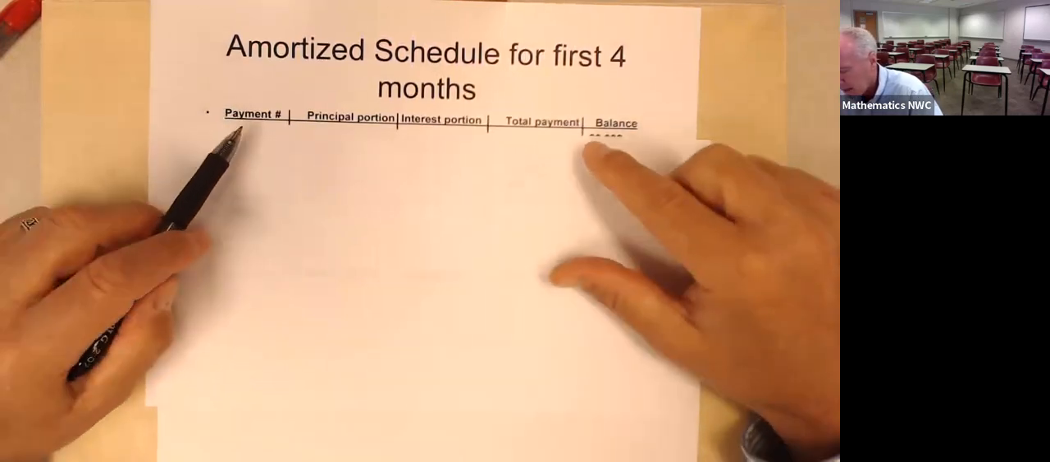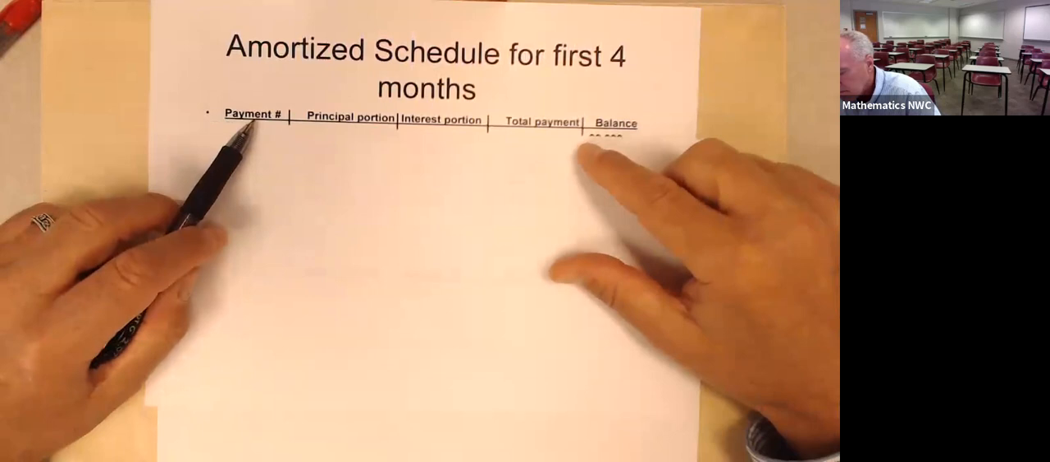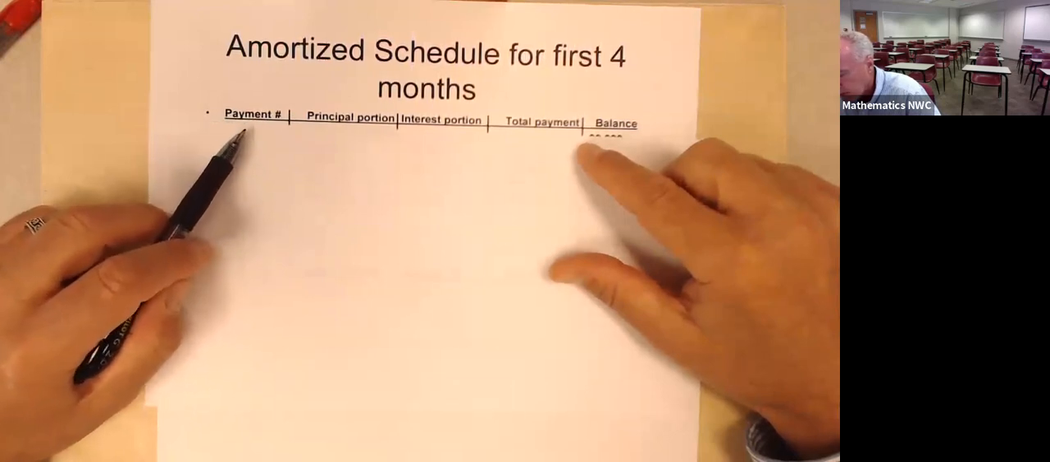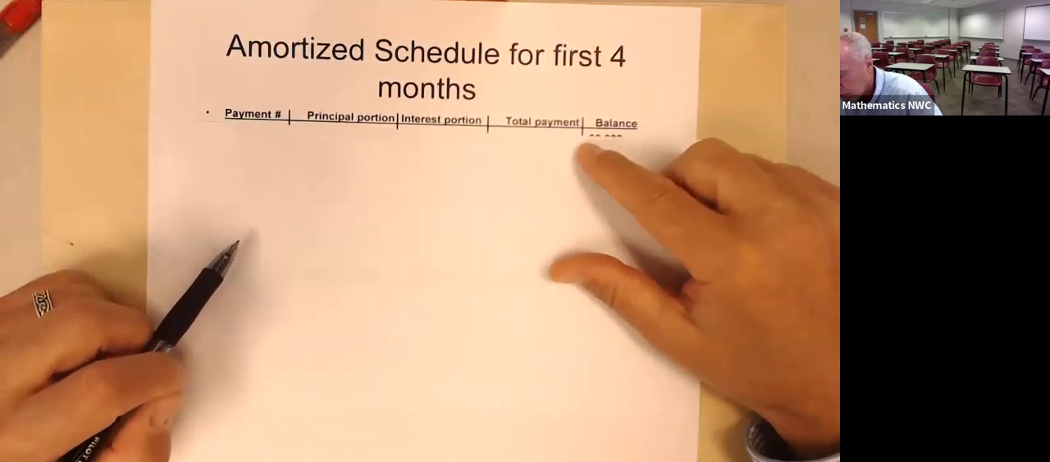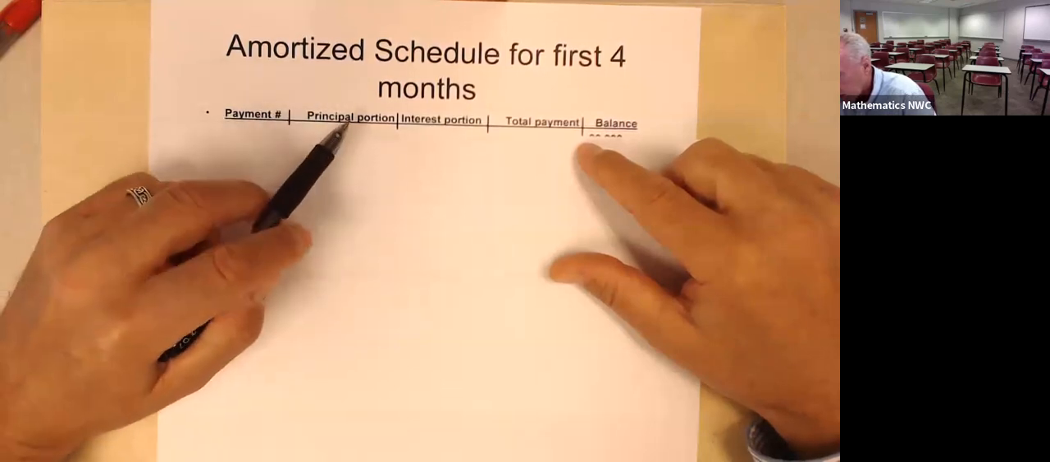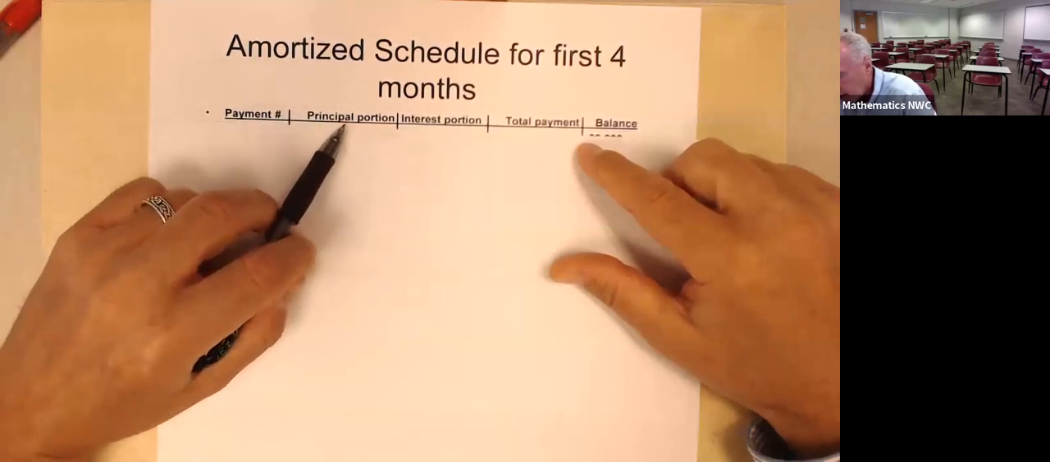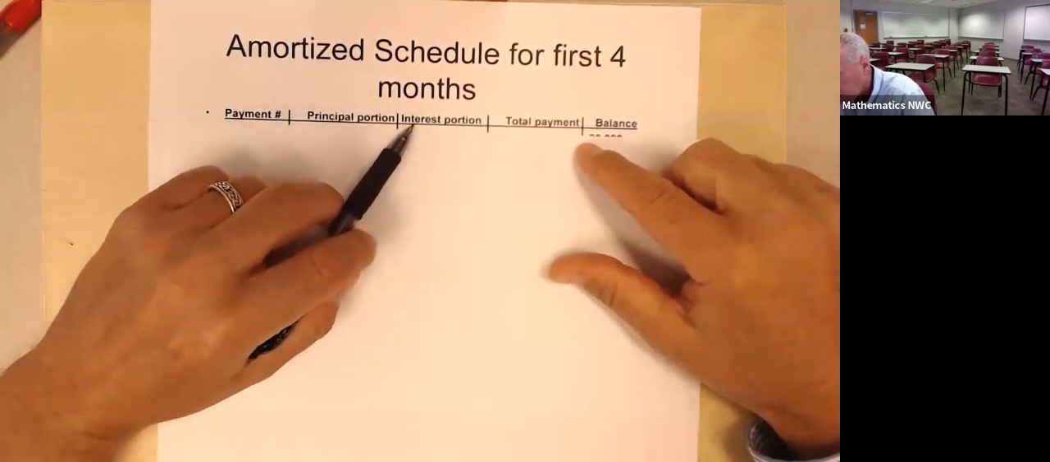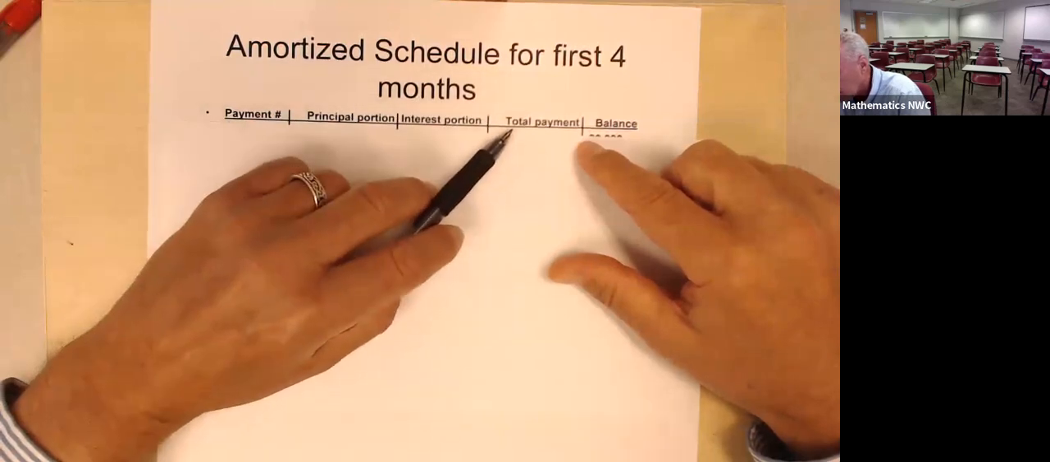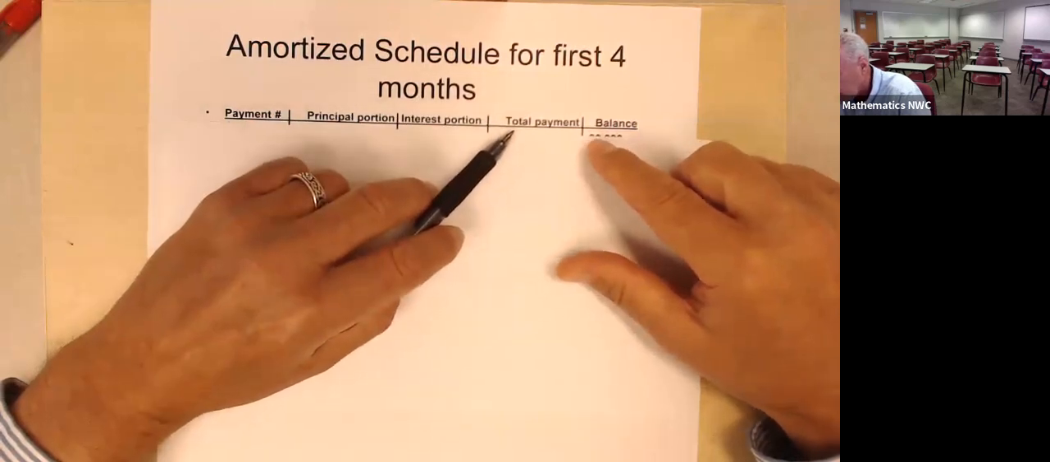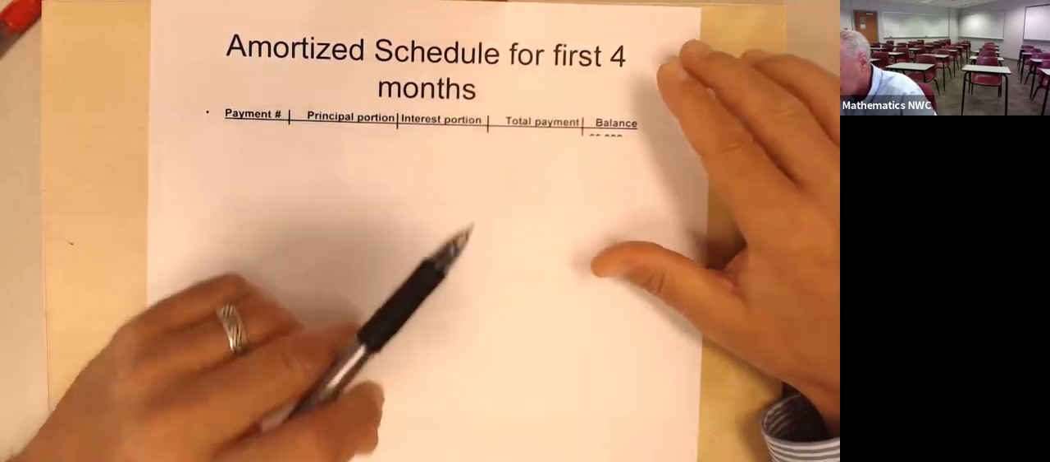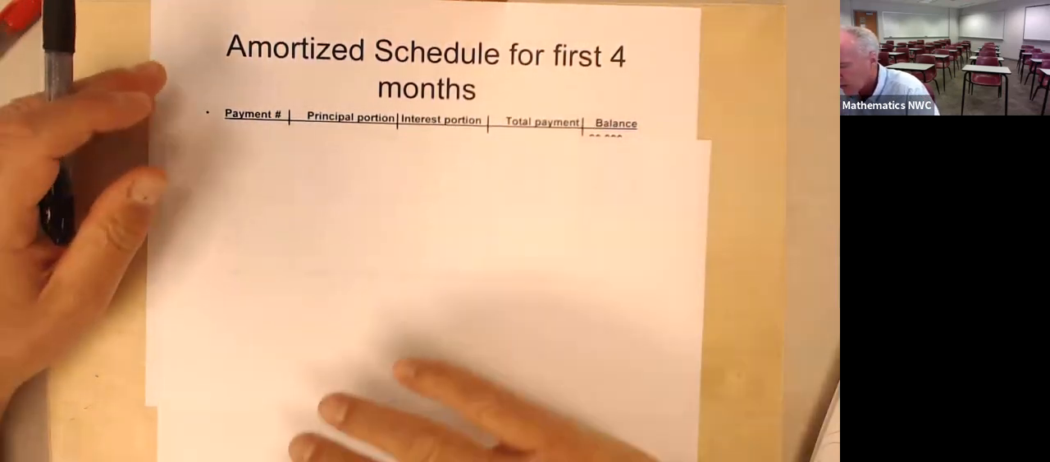We have 5 columns. Payment number, it's like maybe the first payment, second payment, all the way up to the 120th payment. The principal portion is how much of your monthly payment goes to reduce your principal. The interest portion is how much of your monthly payment is used up in interest for that month. Total payment is the same, which we just got done calculating. Balance is how much you continue to owe. So here we go with this example.